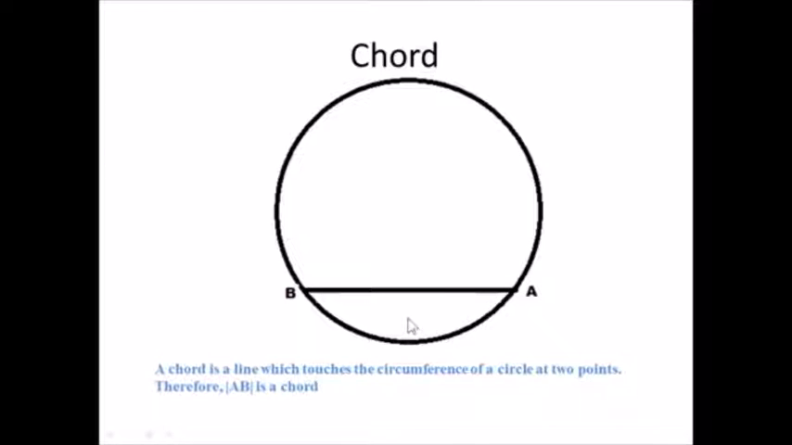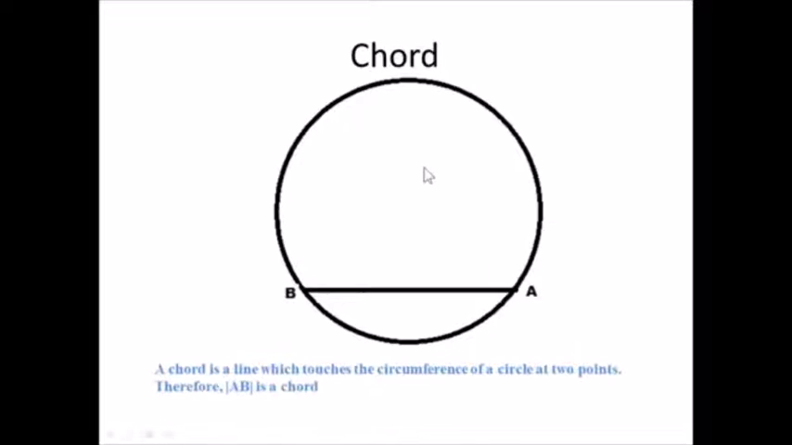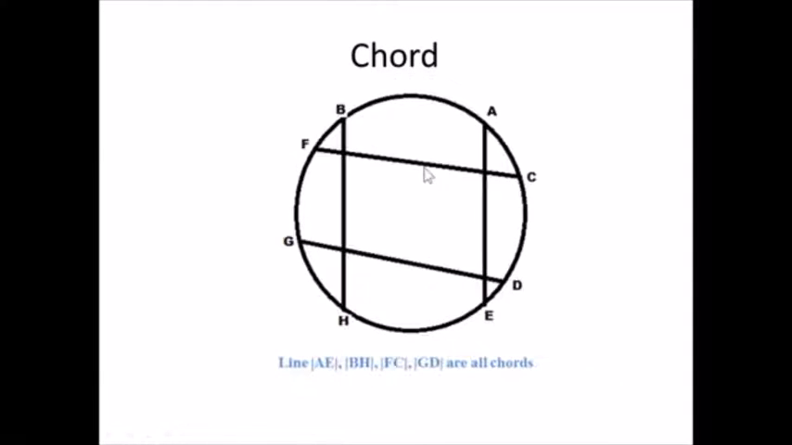So line AB here is a chord rather. Then we have a lot of diameters. Sorry, line AB rather is a chord. Here also we have a lot of chords, as you can see on the screen. Line AE is a chord. BH is a chord. FC is a chord. GD is also a chord.